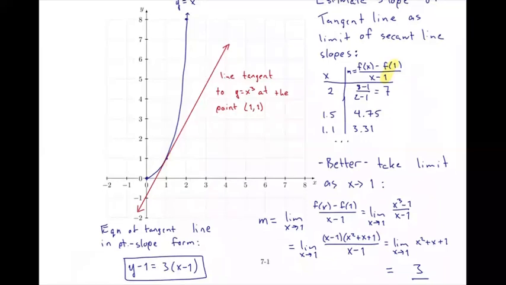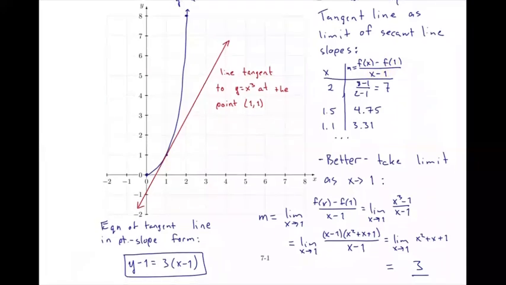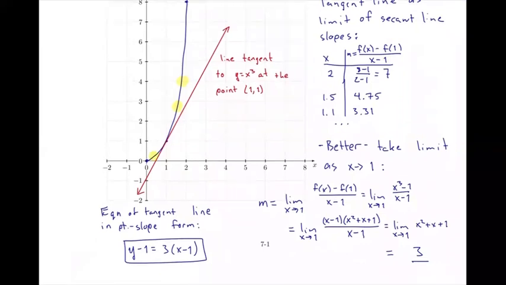And this other point, (x, f of x), corresponds to all those other points that we're taking guesses at and inching closer and closer to the x value of 1. Coming in from the left, we'd be down here as well. So that's really a limiting process.